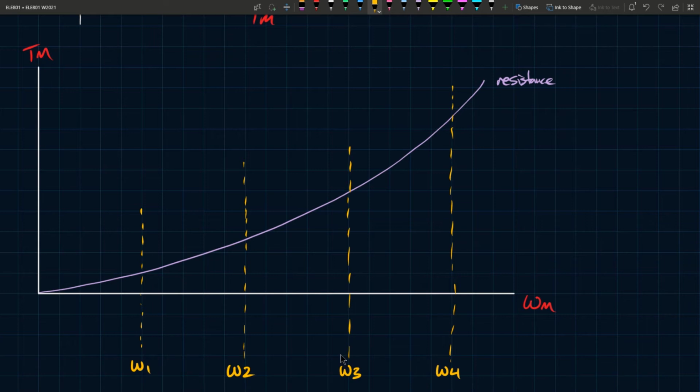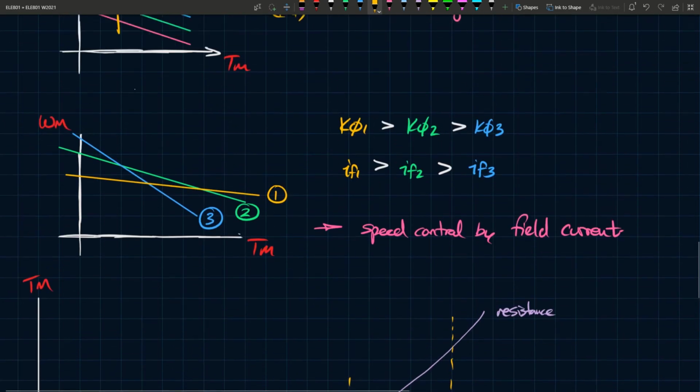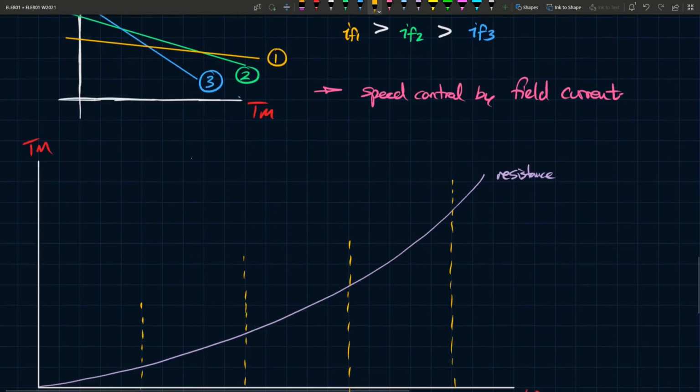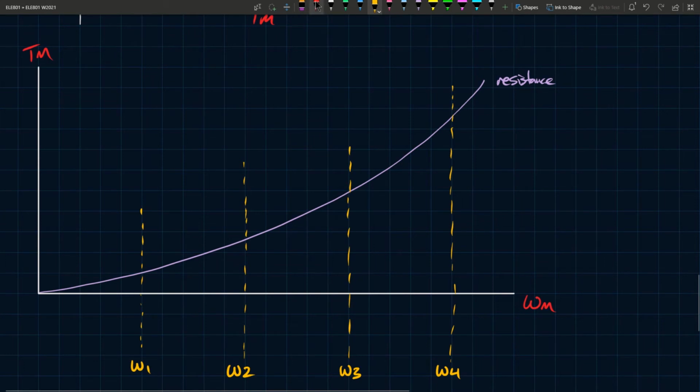So what are we trying to achieve here? We're trying to show what the torque speed characteristic would look like in order for us to meet these speeds. So if I have a machine and I want it to operate at these different speeds, omega 1, 2, 3, and 4, it will have to follow a certain profile, something like one of these two, in order for it to hit that speed at that certain resistance, right?